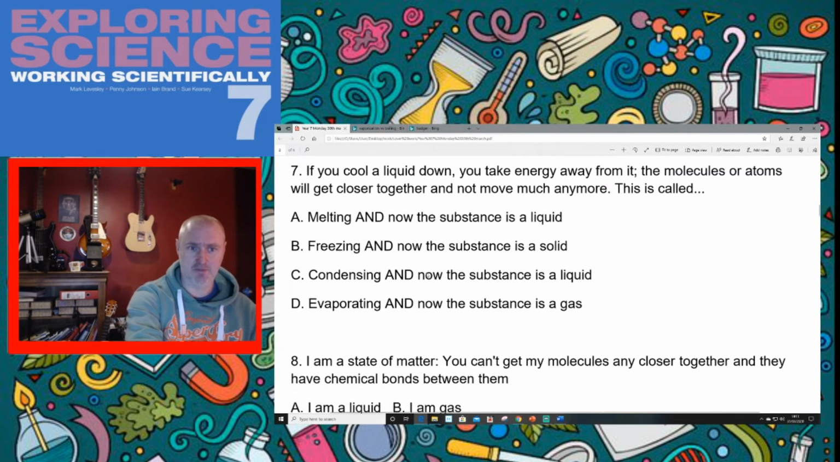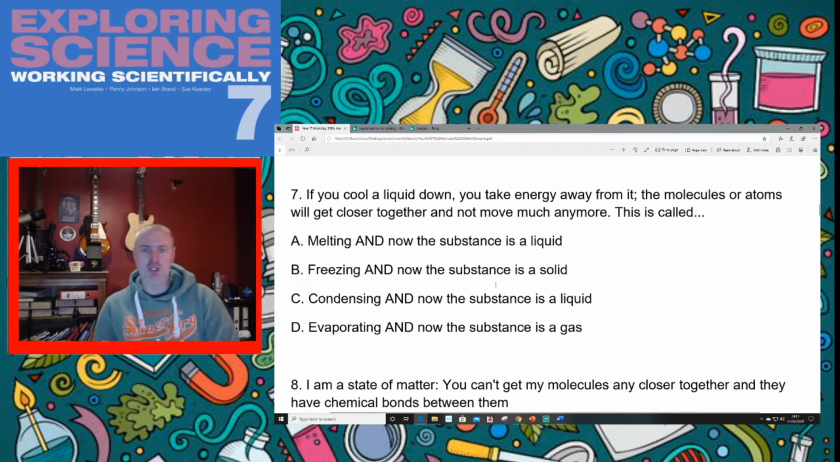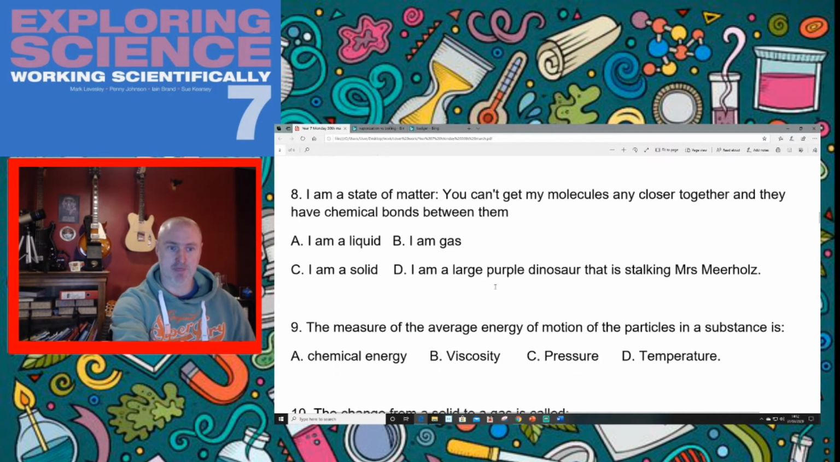Question 7. If we cool a liquid down and take energy away from it, the atoms will get closer together and not move anymore. Now that's describing a solid, isn't it? Yeah, if the atoms aren't moving anymore and they're very close together, only vibrating, that describes a solid. And when we cool something down for it to become a solid, the answer is B, that's freezing.